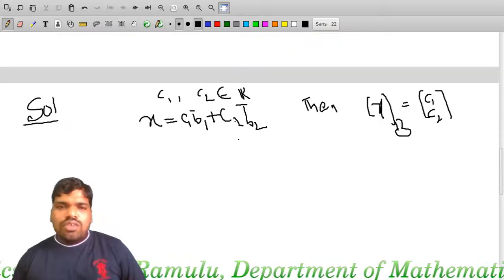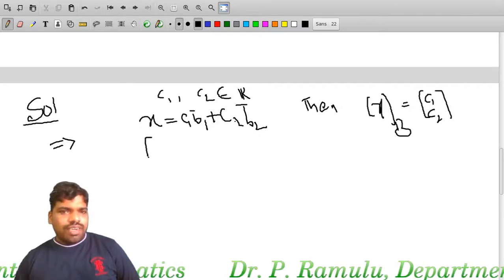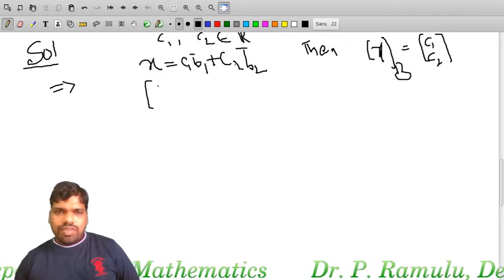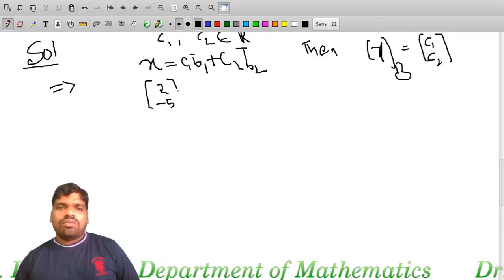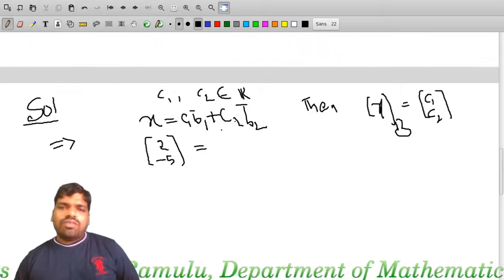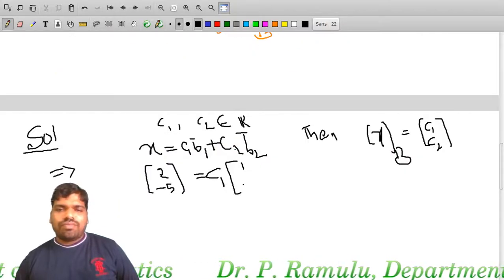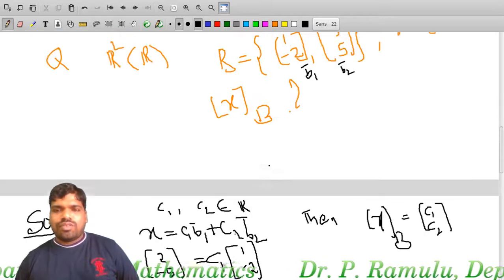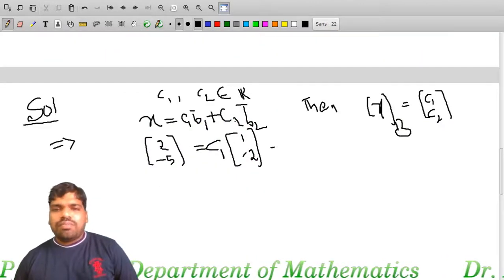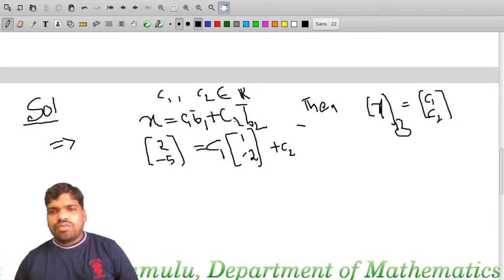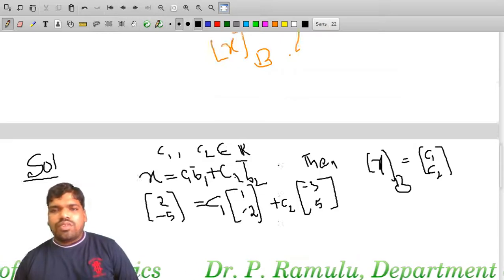So this is B1 bar and this is B2 bar. X equals this, which implies, what is X? X is nothing but (2, minus 5). That equals C1 times B1 bar, and B1 bar is nothing but (1, minus 2), plus C2 times B2 bar, and B2 bar is nothing but (minus 3, 5).